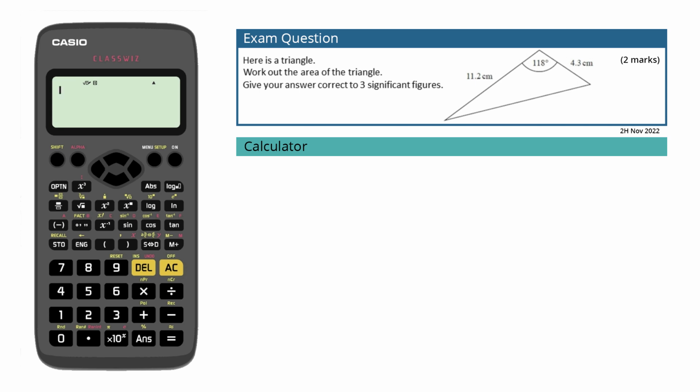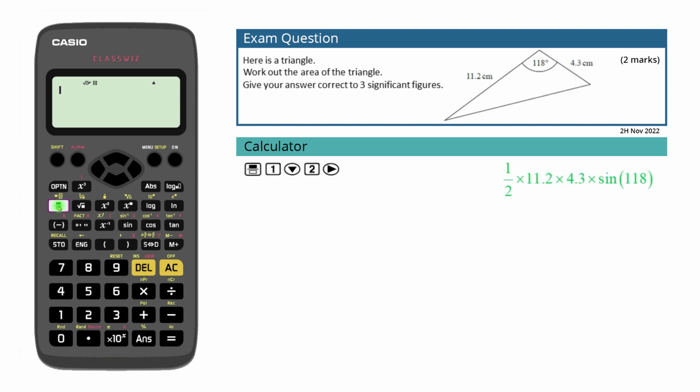Our final question states, here is a triangle. Work out the area of a triangle and give your answer correct to 3 significant figures. We are going to use the formula for the area of the triangle. Write the formula, substituting the information you have from the question to give the required calculation.